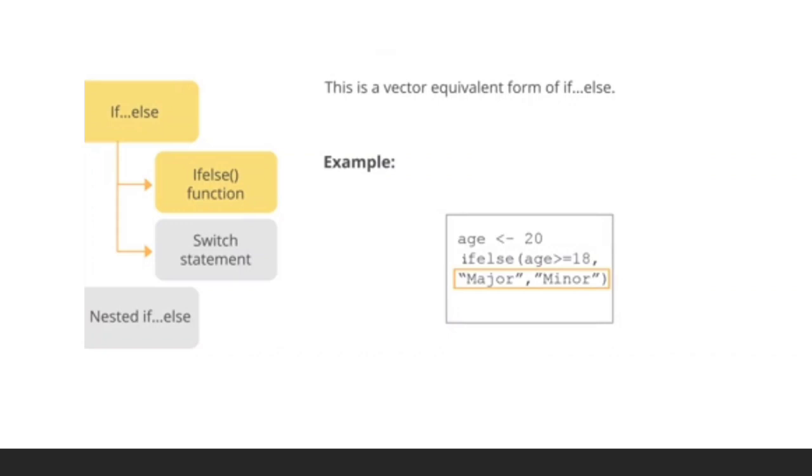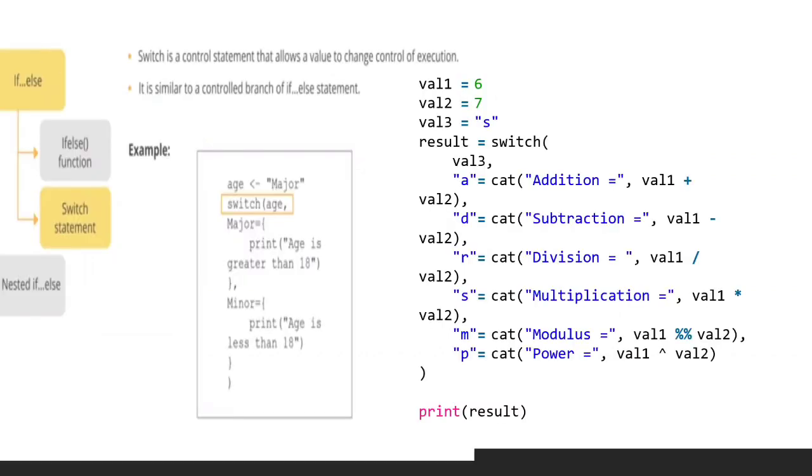Another one is the switch statement. It is the same as this if-else one. A switch is a control statement that allows a value to change the control of execution. Before the switch, we need to have some value in a variable, and that variable has to be checked inside the switch to change the control of execution. So if the variable contains some value, that decides what portion of the code should be executed.